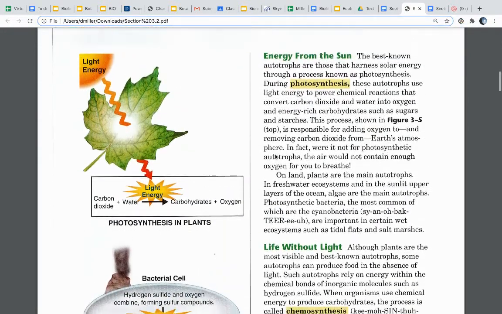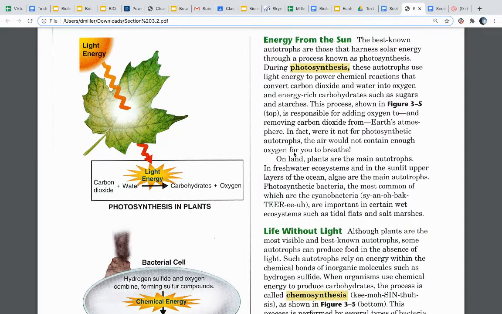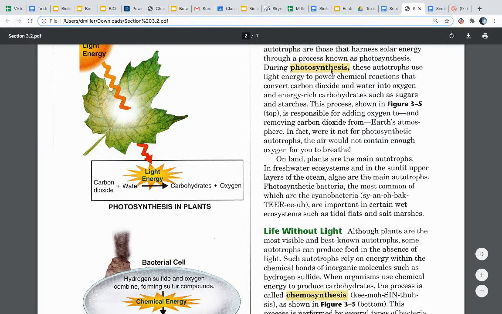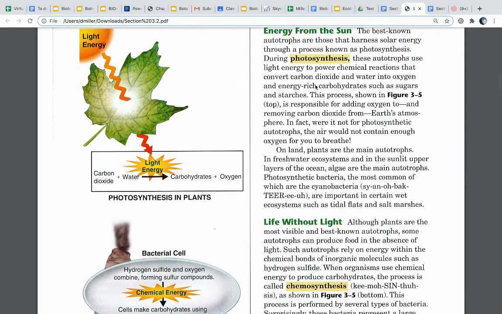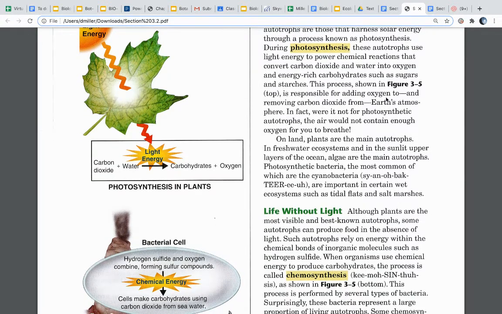Energy from the sun. The best known autotrophs are those that harness solar energy through a process known as photosynthesis. During photosynthesis, these autotrophs use light energy to power chemical reactions that convert carbon dioxide and water into oxygen and energy-rich carbohydrates such as sugars and starches. This process, shown in figure 3.5, is responsible for adding oxygen to and removing carbon dioxide from Earth's atmosphere.